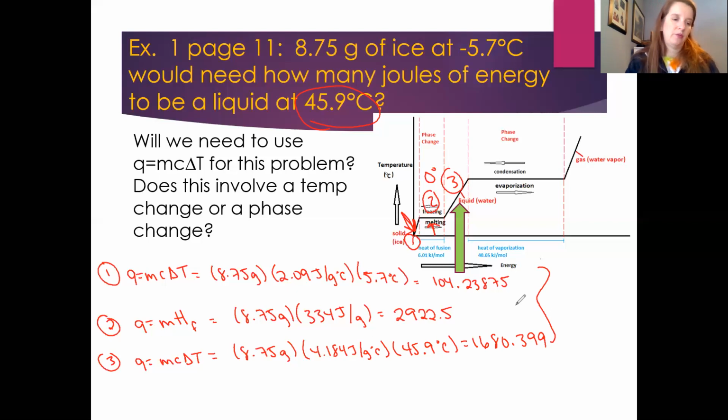Remember, then we had to add all of these up. So we had to add 104 point blah, blah, blah, plus that 2,900 number, plus that 1680 number. This should give us 4707.13775. But looking at the problem up here, we should only have 2 sig figs, so 4,700. Or I would give you 3 sig figs because of the temperature change. Anyways, 4,700.